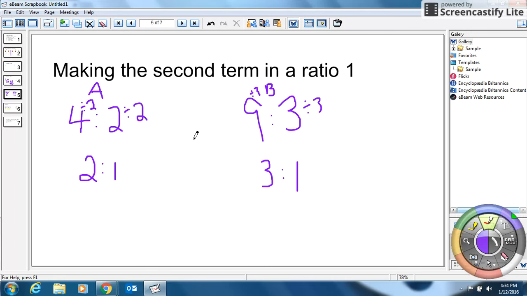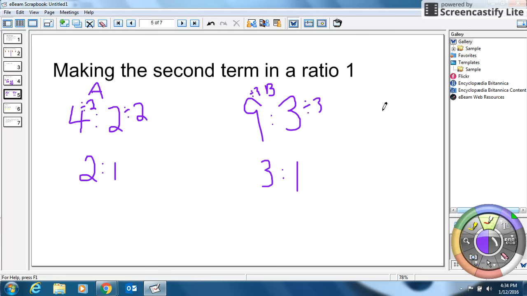Making a second term in a ratio 1. So we now know the second term in any ratio is a second number, and we have to change that to the number 1. Here's the shortcut. Basically, whatever that second number is in that ratio, just divide it by itself. That'll always get you to 1. And just remember, whatever you do to the right side, do to the left.